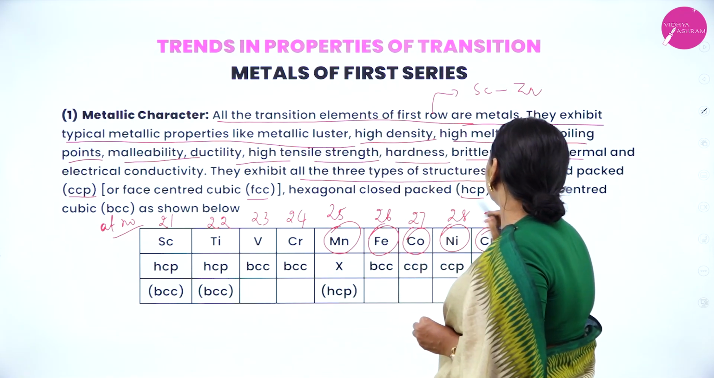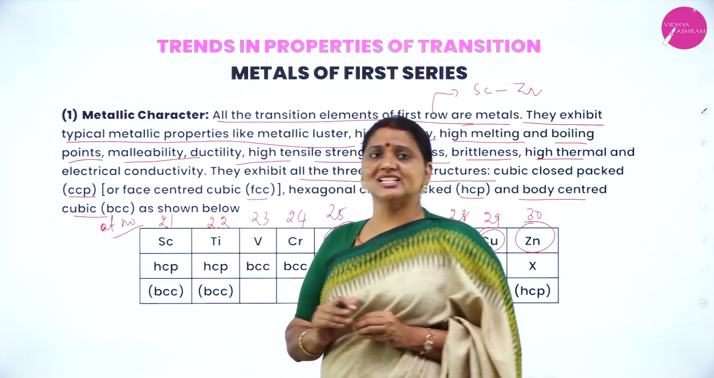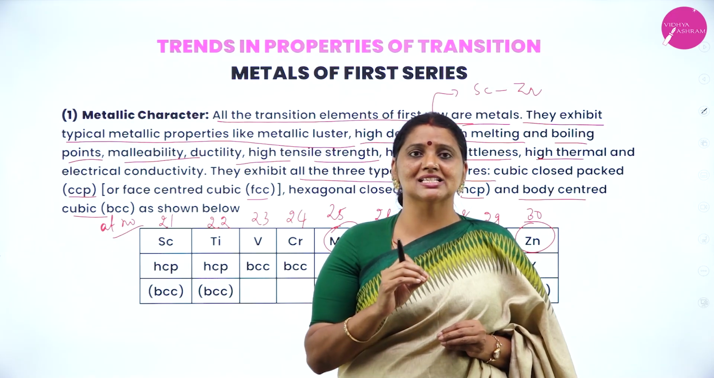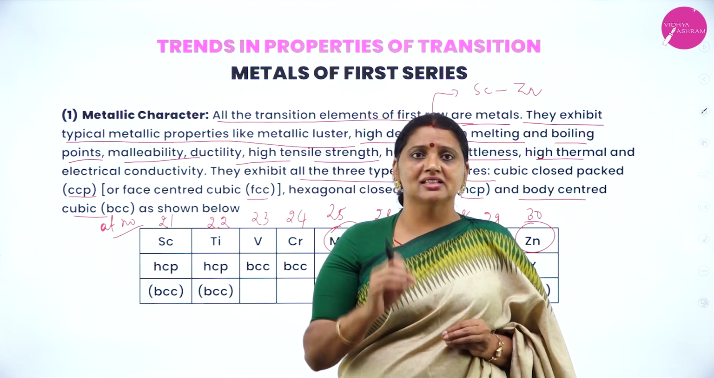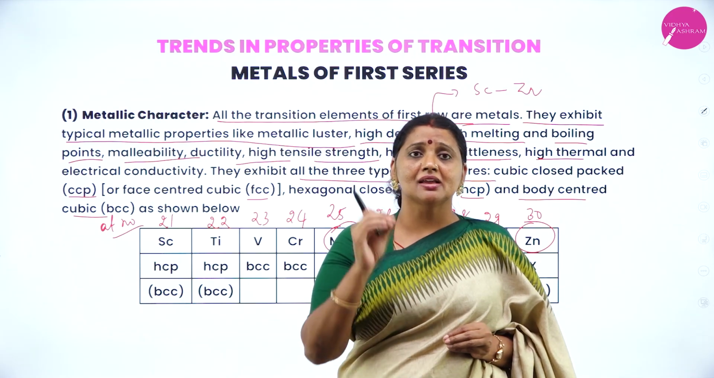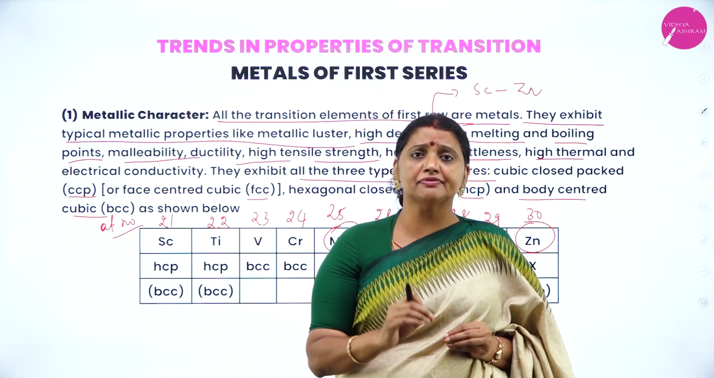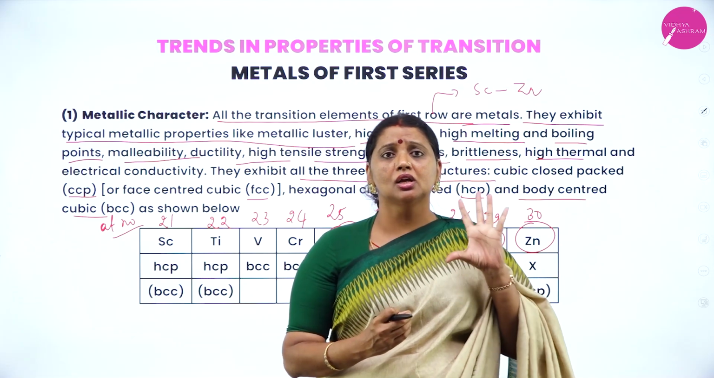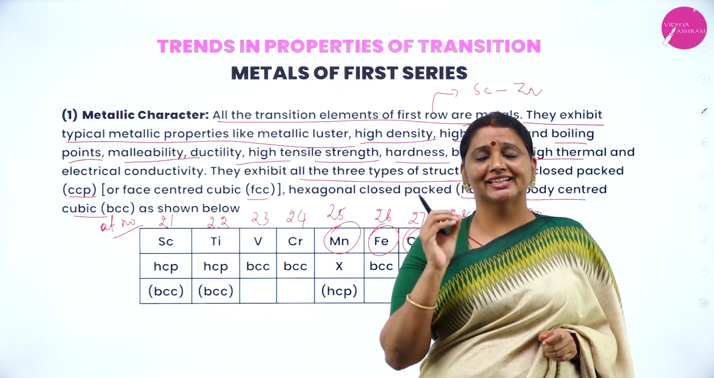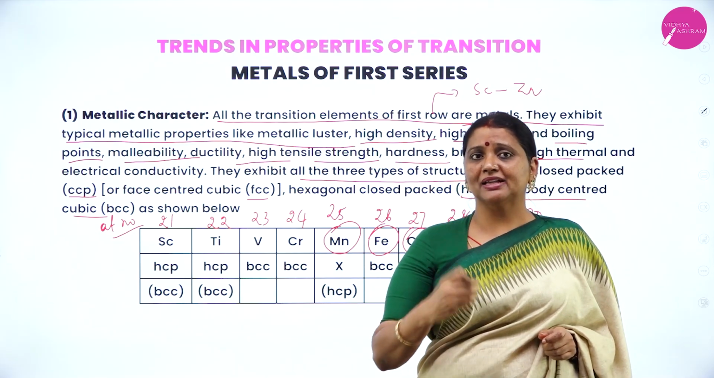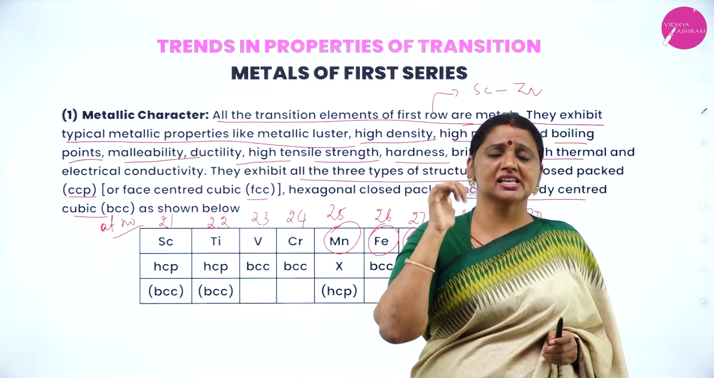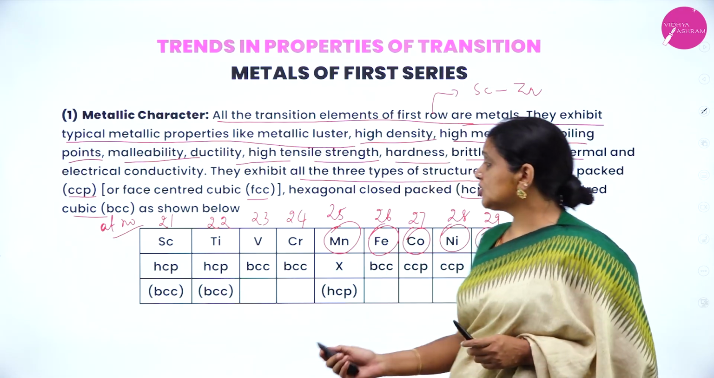and HCP, and body centered cubic. They exhibit three typical metallic structures: FCC, BCC, HCP. FCC means face centered cubic. BCC, body centered cubic. HCP, hexagonal close packing. Therefore, all the transition metals of the first row or 3d series show all typical metallic properties and have three typical metallic structures: first FCC, second BCC, third HCP.